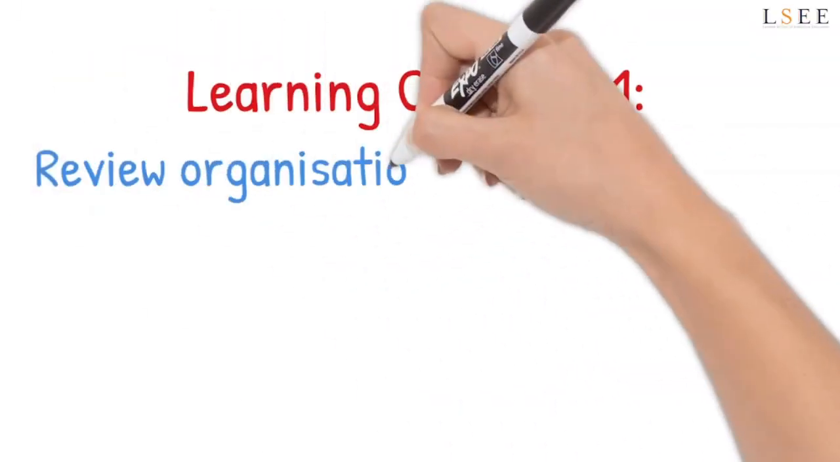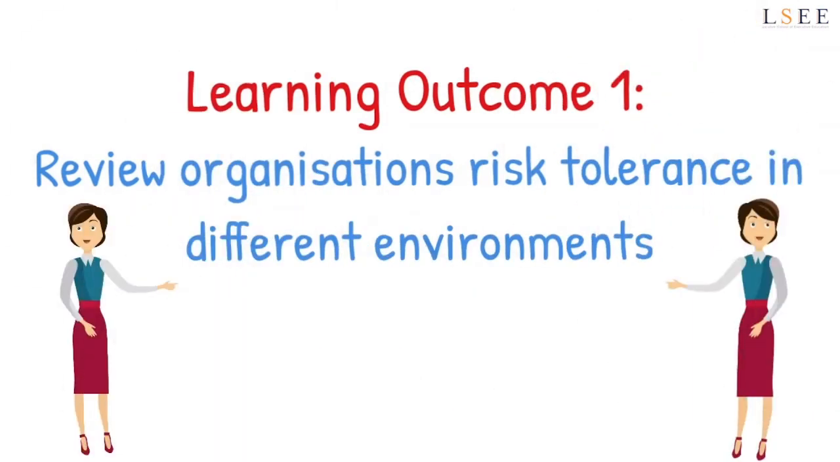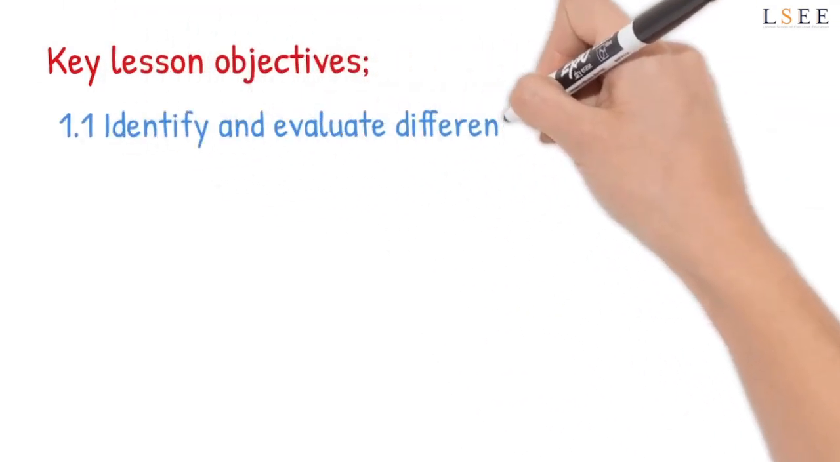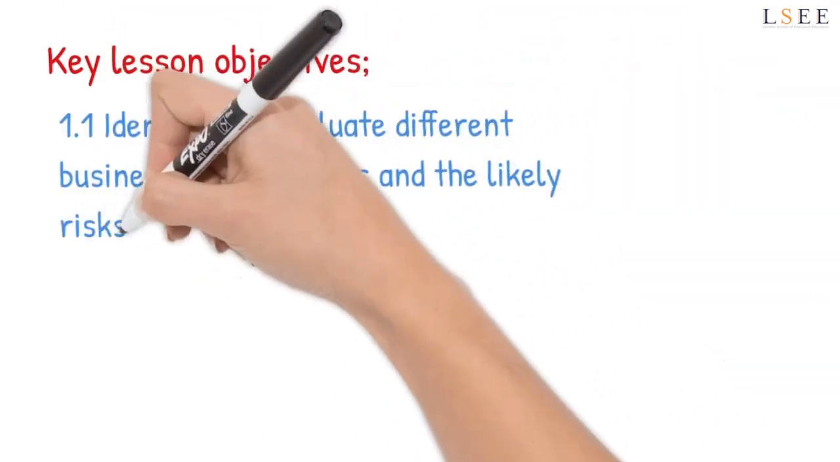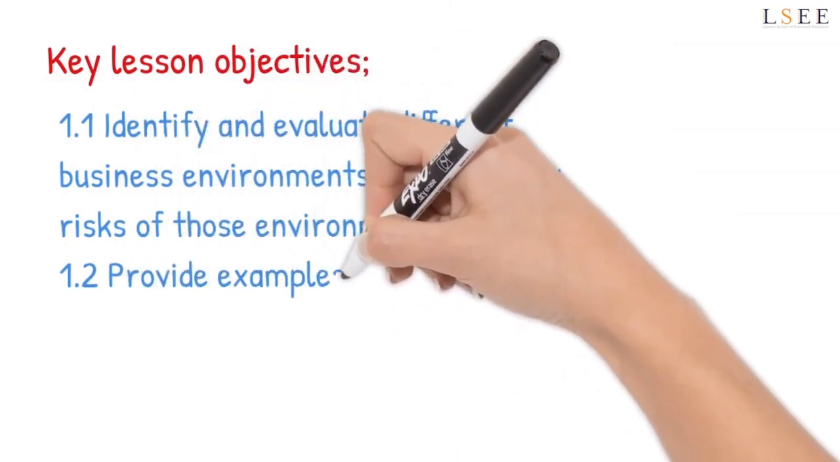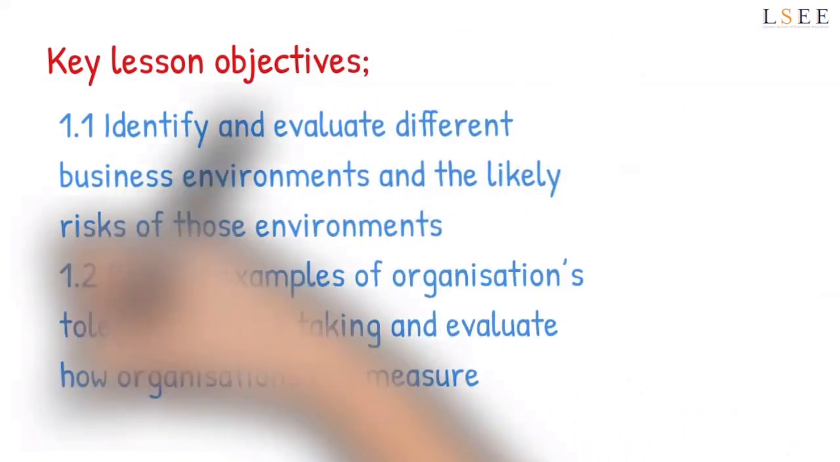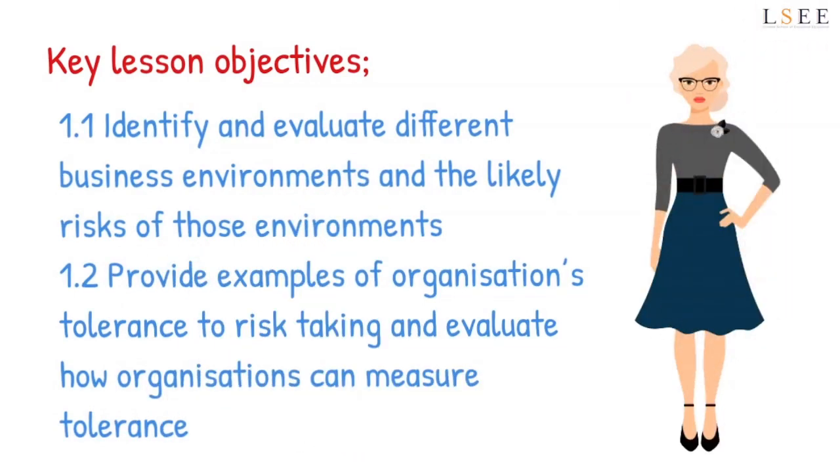Learning Outcome 1. Review organizations' risk tolerance in different environments. Key lesson objectives. 1.1 Identify and evaluate different business environments and the likely risks of those environments. 1.2 Provide examples of organizations' tolerance to risk-taking and evaluate how organizations can measure tolerance.